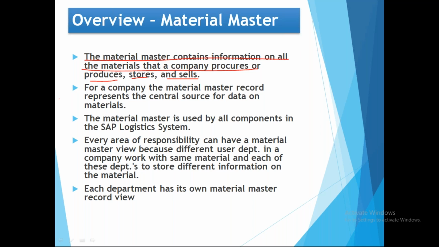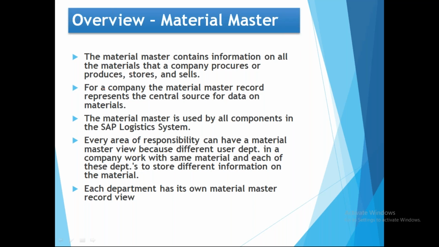Now material master contains information about that particular material, like what is the material code, what is the material description, what is its unit of measure. If it is a raw material, how many days it will take for the supplier to supply that material. If it is an internally produced material, how many days it will take to manufacture that material. All that information will be stored in the material master. So material master will contain information about that particular material. That is why it is called material master.